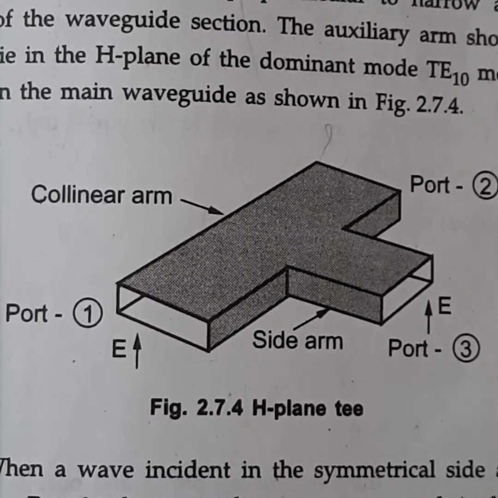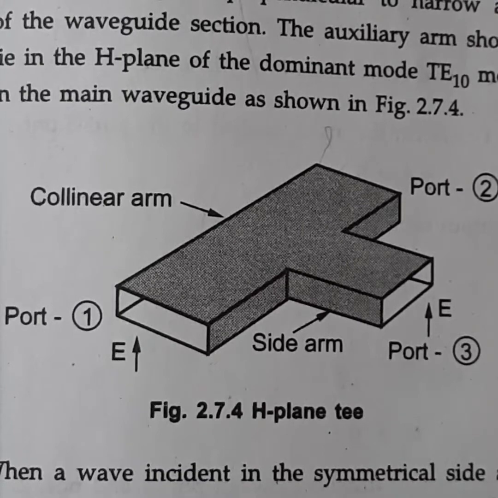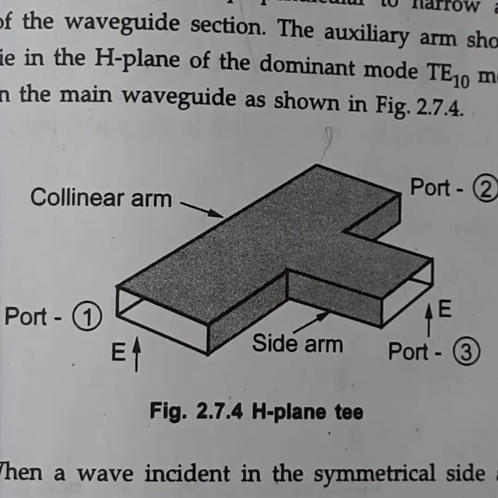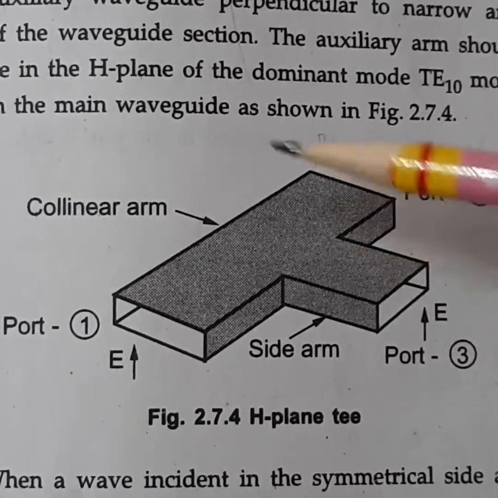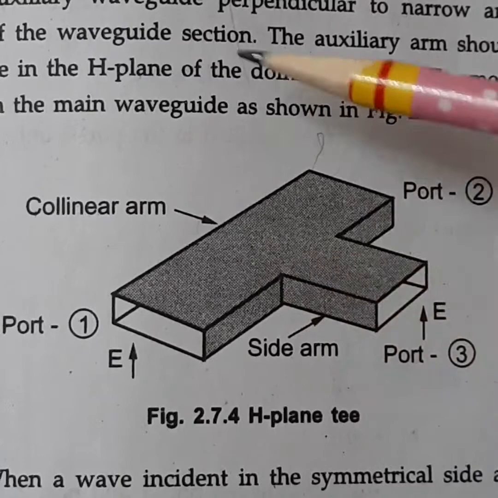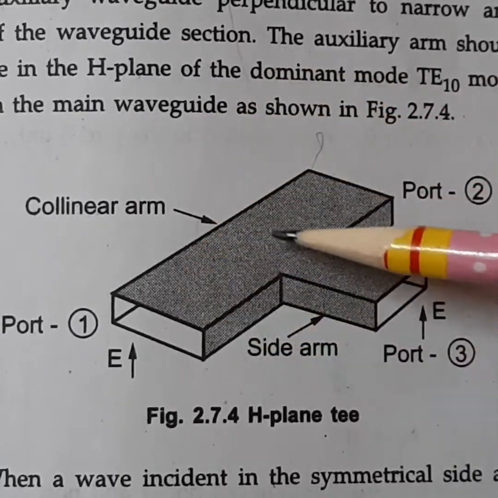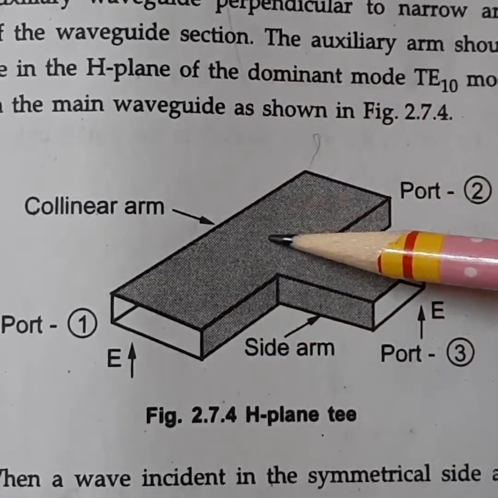In the E-plane T, as we have seen, the auxiliary waveguide was secured on the broader wall of this waveguide section. Hope you remember that. Okay.